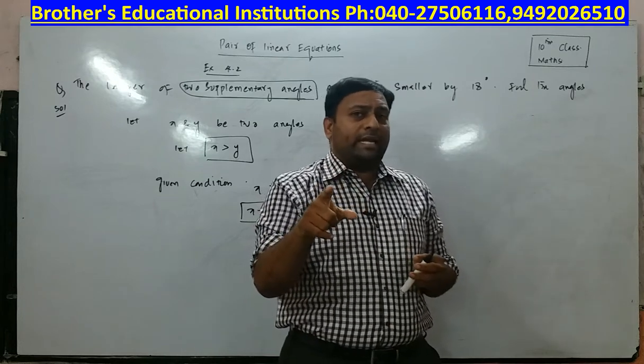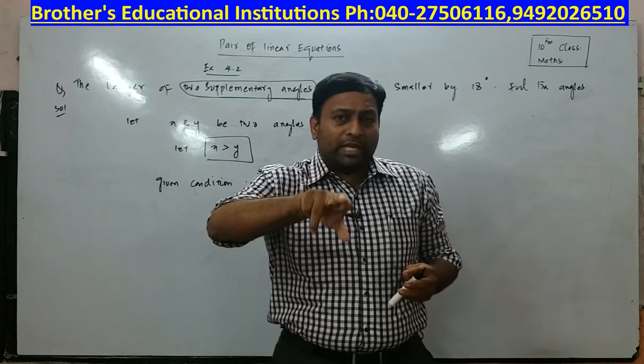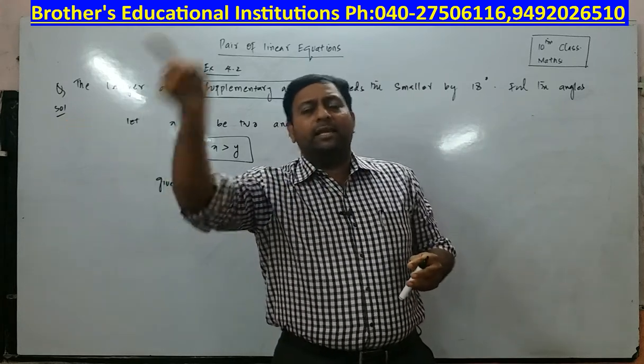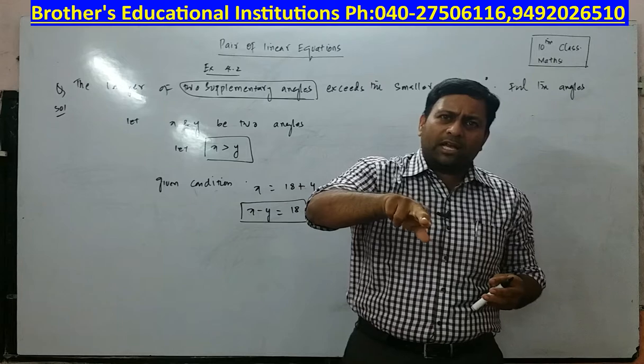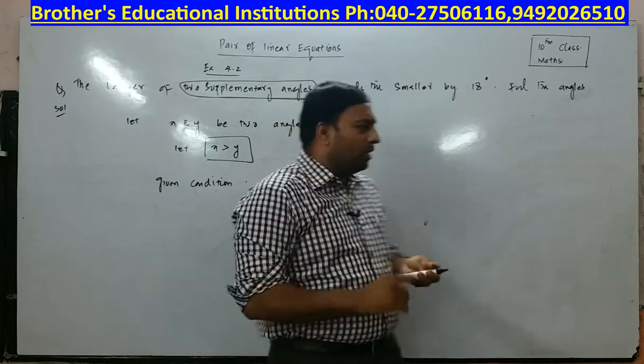Don't get confused with a right angle. If any single angle is 90 degrees, then it is called a right angle. But if two things are involved and their sum is 90, it is complementary. If two things are involved and their sum is 180, it is called supplementary. So the concept is clear.